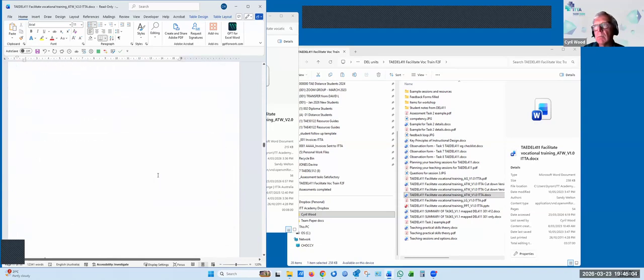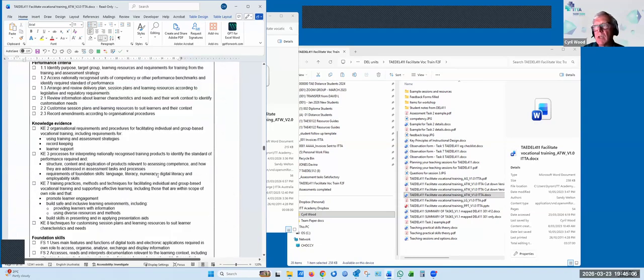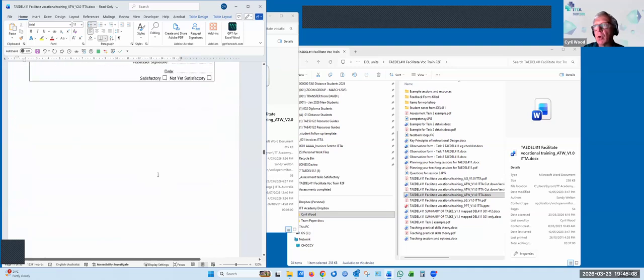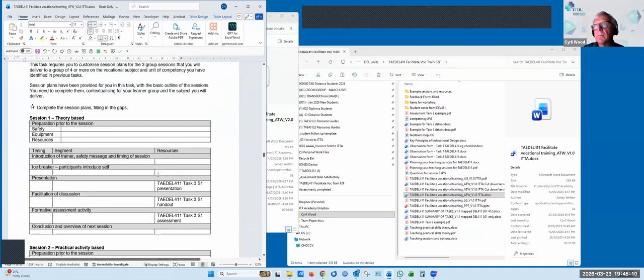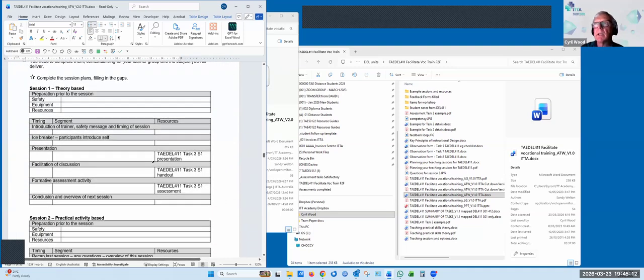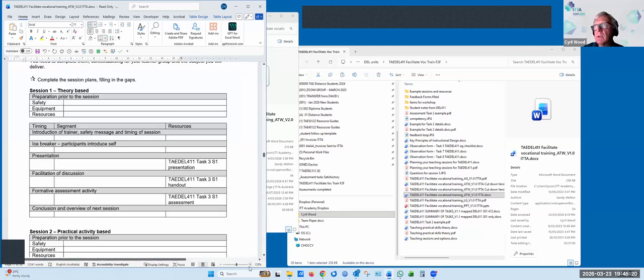If you download the document, I'll show it to you here. It gives you the template, and you can see they're quite small. Session 1 tells you it's theory based. You write in your safety information for that particular location.